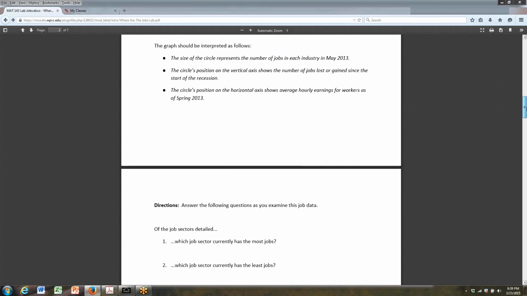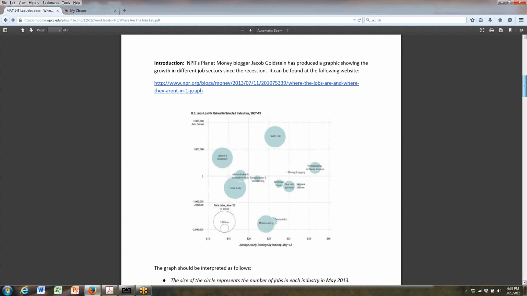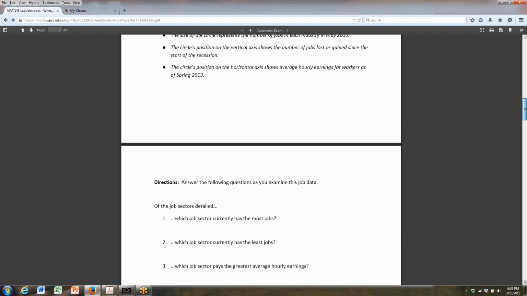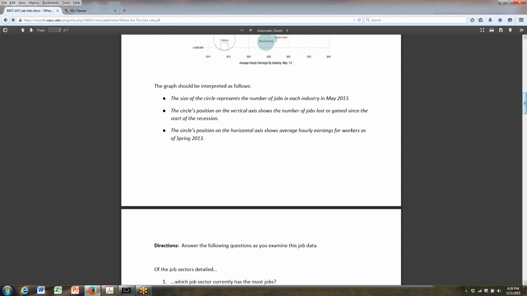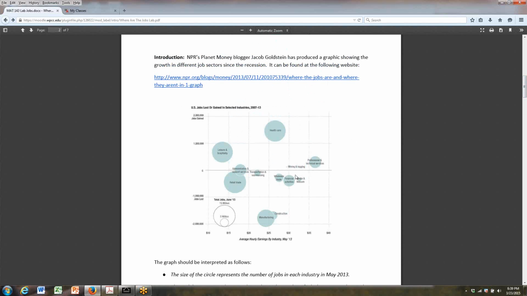So when I ask you questions like which job sector currently has the most jobs, that's going to be the biggest circles. So it's talking about current jobs. So it's talking about healthcare, leisure and hospitality, or retail trade. Next question, it says which job sector currently has the least jobs. So the least jobs, again, it's talking about current jobs, would be the smallest circle on here. There's actually one right there for mining and logging.